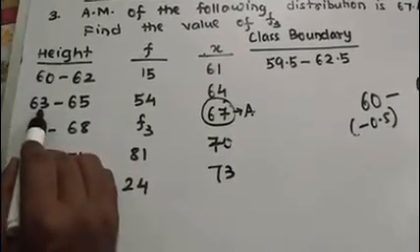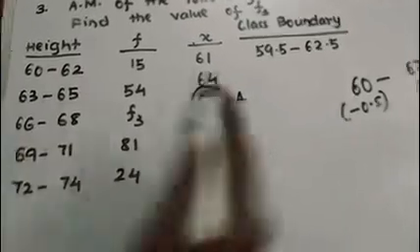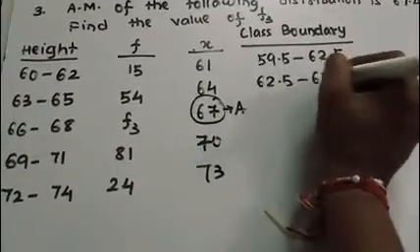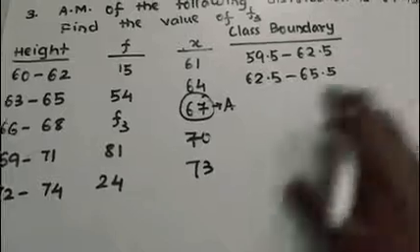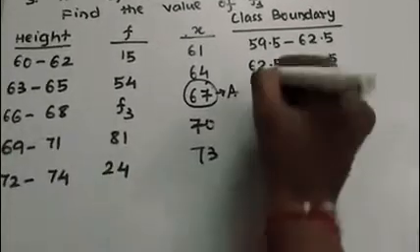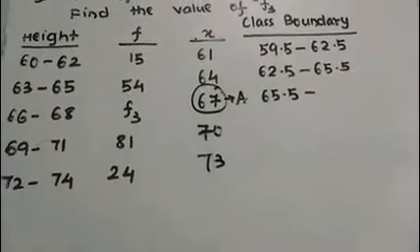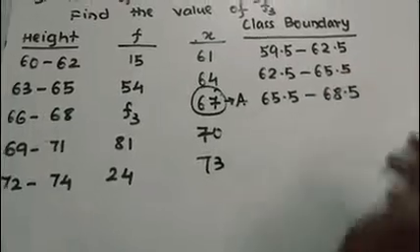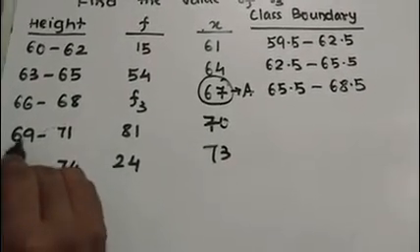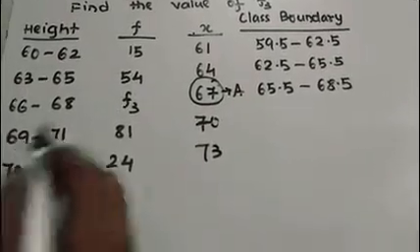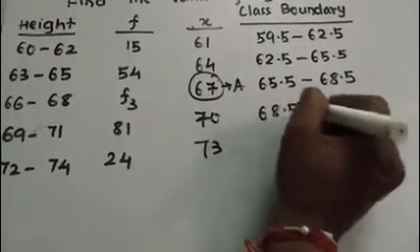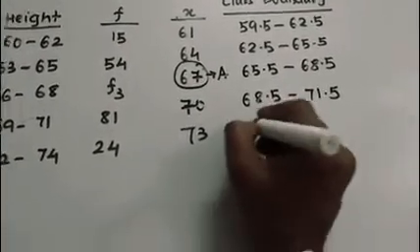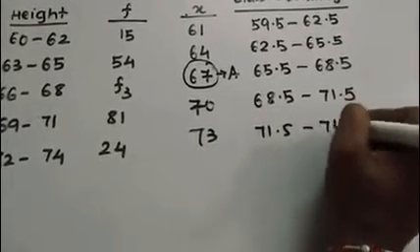Here, subtracting 0.5 from 63, we will get 62.5. Adding here, we will get 65.5. Subtracting from 66, we will get 65.5. Adding 0.5 to the upper class limit, we will get 68.5. Now subtracting 0.5 from the lower class, we will get 68.5 and here 71.5. And subtracting 0.5 from the lower class, we will get 71.5 and here 74.5.